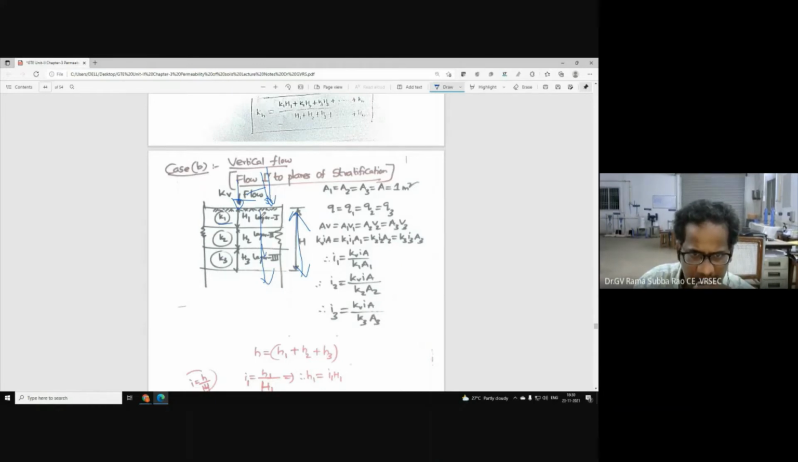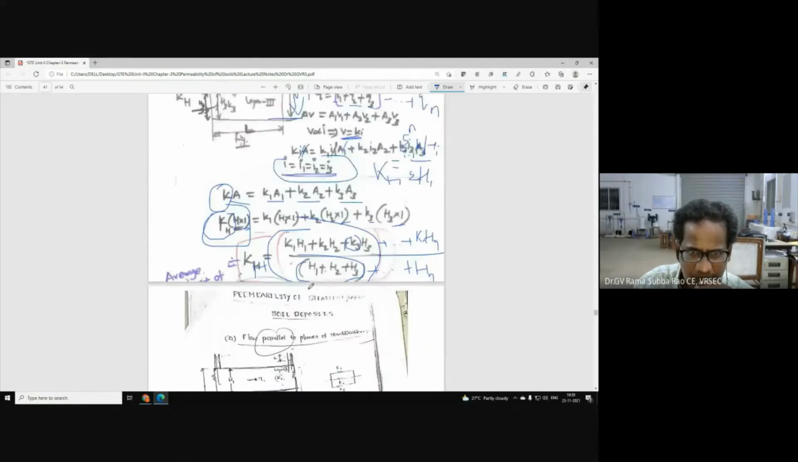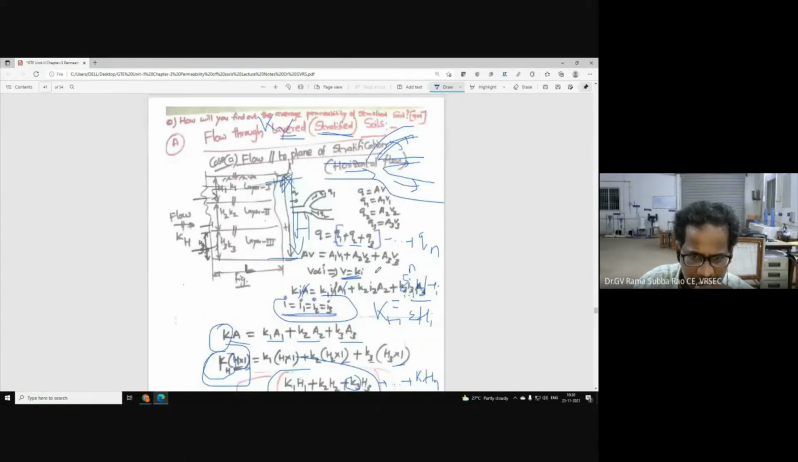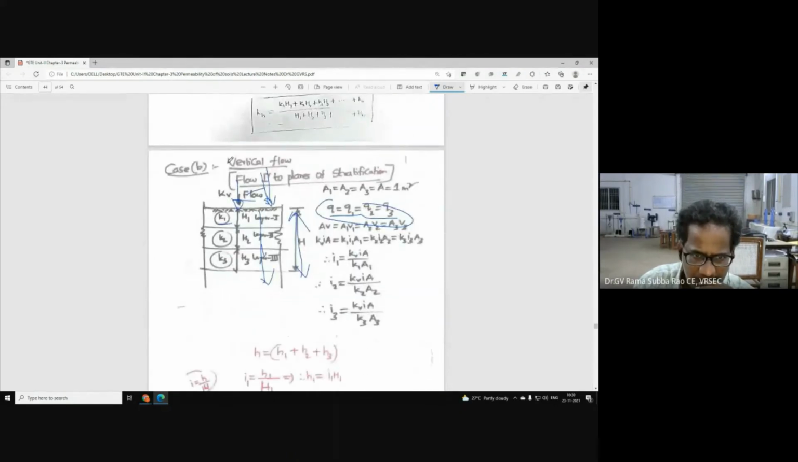Now see the continuity equation: Q is equal to Q1 is equal to Q2 is equal to Q3. Whereas in the previous case, horizontal flow, the continuity of flow is different, where Q is equal to Q1 plus Q2 plus Q3. Here in vertical flow, all the discharges are equal. Q is equal to Q1 is equal to Q2 is equal to Q3.